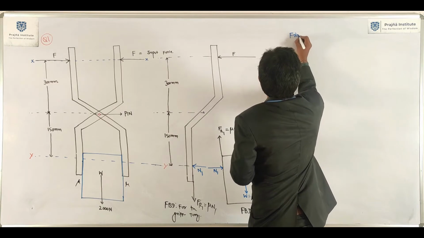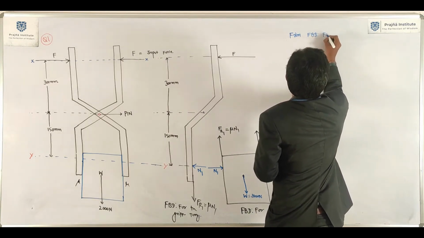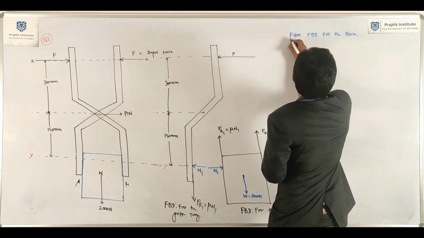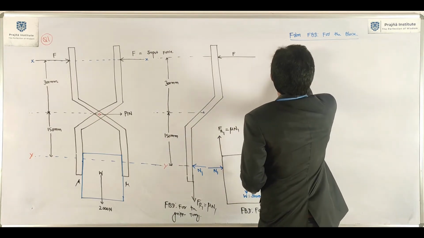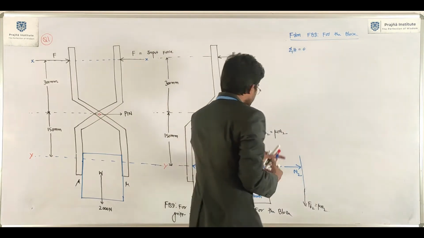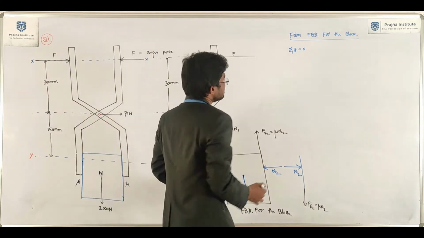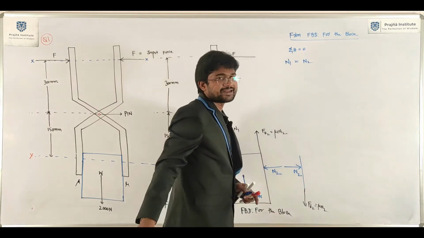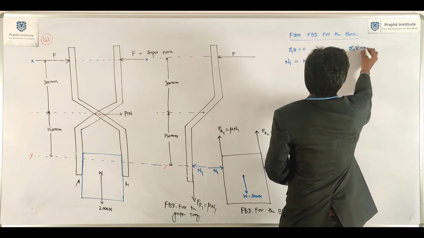From FBD for the block, FBD for the block of weight. Okay? So here sigma h equals 0. You have drawn the free body diagram. Happily apply equilibrium equations. Here N1 equals N2, and sigma V equals 0.